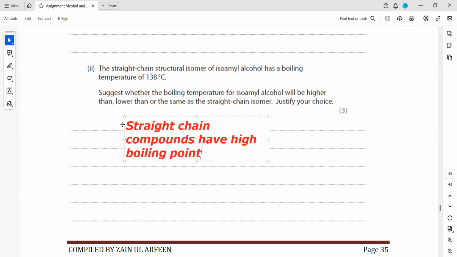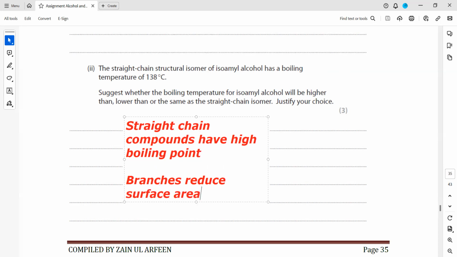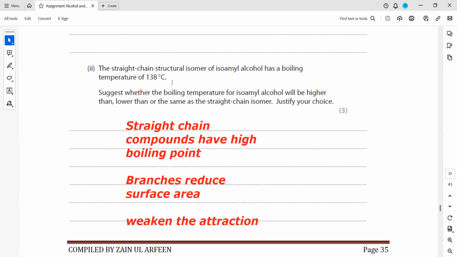That is one thing. And the branches reduce the surface area. And when it reduces the surface area, what will happen? It weakens the attraction. So a small amount of energy can separate the molecules, so the boiling point will decrease.